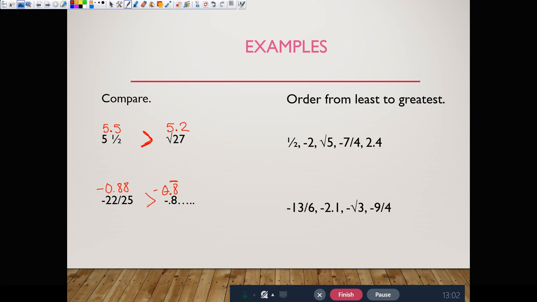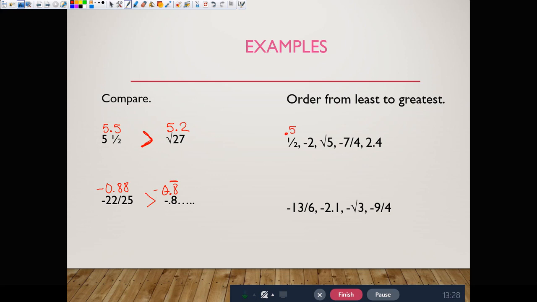Okay, we're going to order these from least to greatest. The key thing here is we want to put them into decimals. However, when we list them out, you want to list them as their original form. We're not listing out the decimals, or else you're going to lose points on your test. Okay? So you first turn them into decimals and then write them out in their original form. So 1/2 would be 0.5.